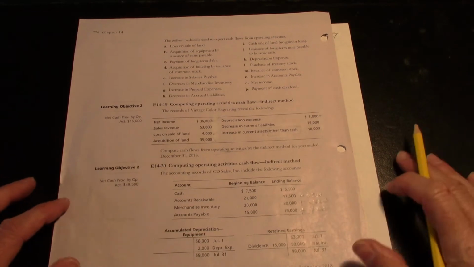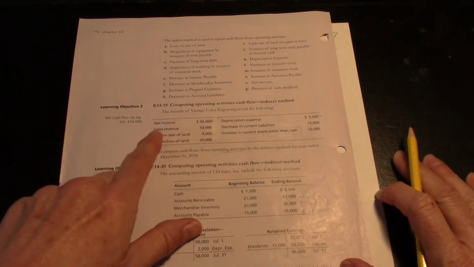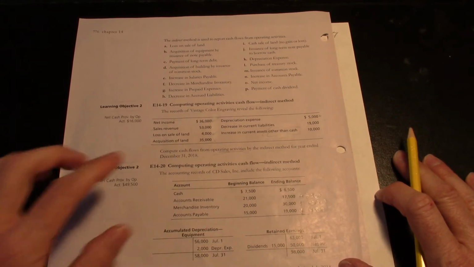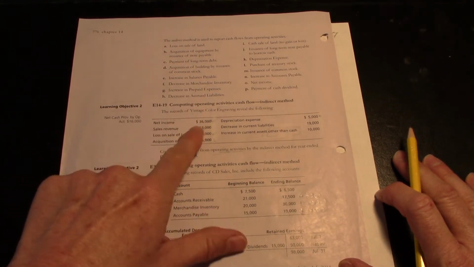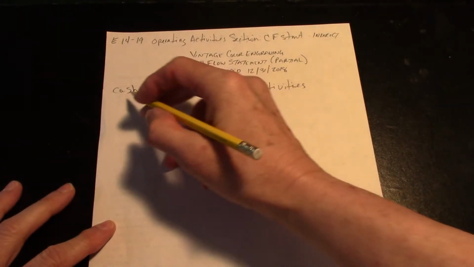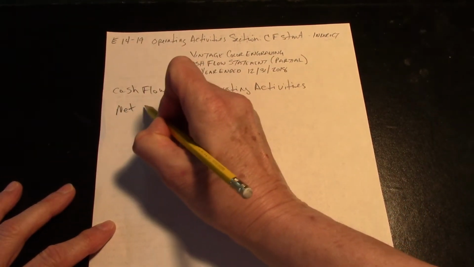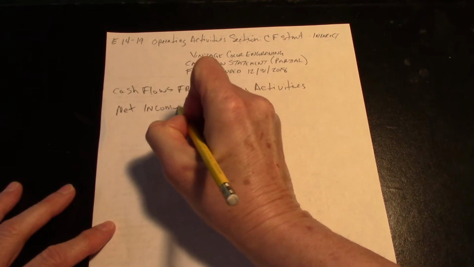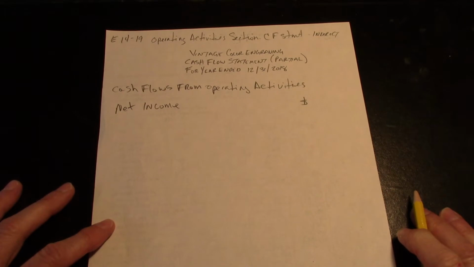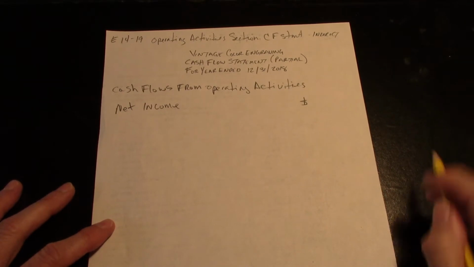All right, so there's net income right there. So sales, some of the stuff we don't actually need for this section. So we're going to go, okay, well, net income, we definitely need that. So that's what we start out with, our net income. And so we'll just put that over here. And that was 36,000.